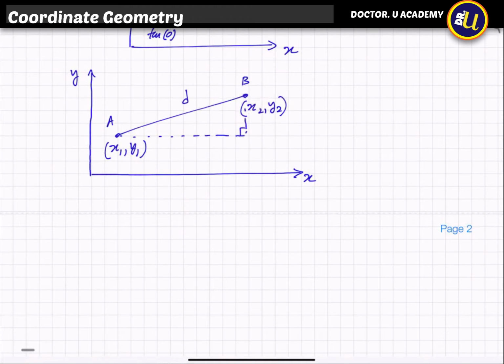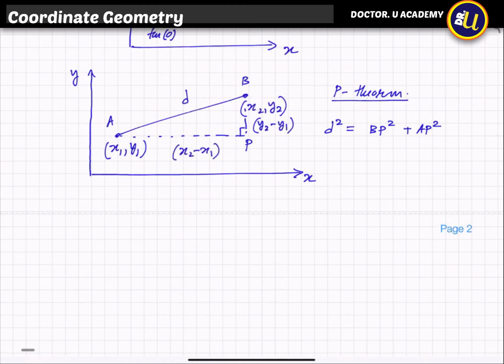Now this is a right angle triangle. What we do is use the Pythagoras theorem. Using Pythagoras theorem, let's say this point is P. So d squared is equal to bp squared plus ap squared. Now what is bp? bp would be y2 minus y1, and ap would be x2 minus x1.